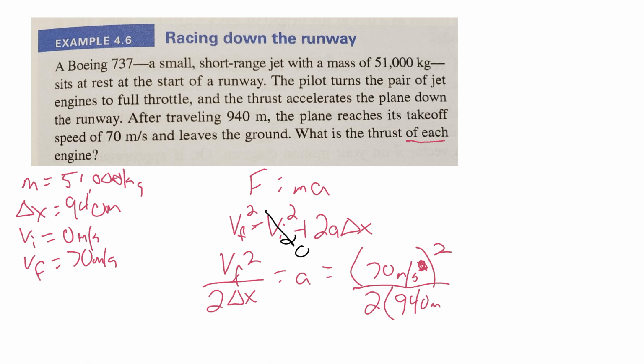Equals, okay, now let's look at the units on this. We have 70 meters per second. That's being squared. That's going to be meters squared per second squared. We're going to divide by meters. Then the meters squared would become just meters, and we have meters per second squared. So the units work out. We just need an answer. 2.606 meters per second squared. Okay.